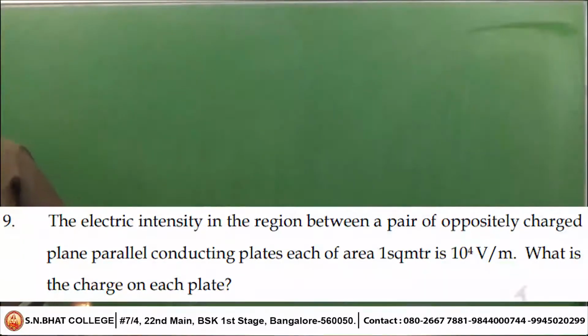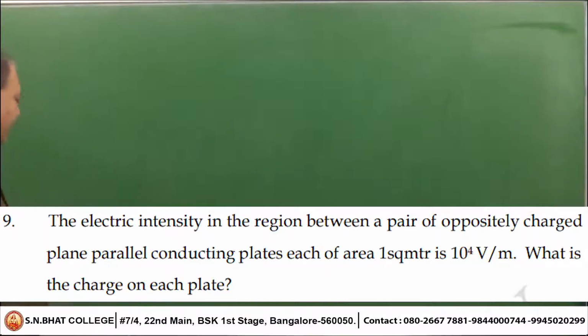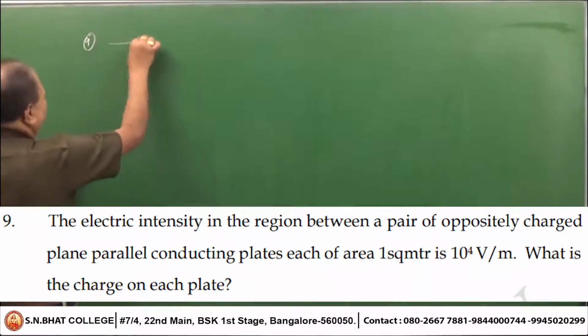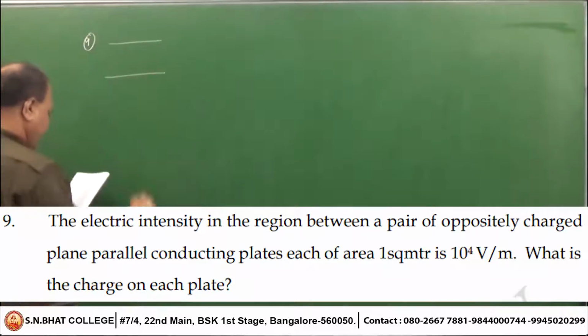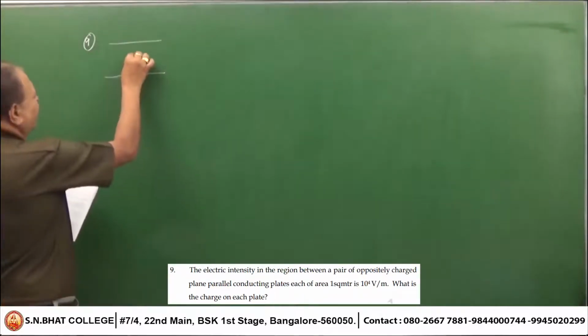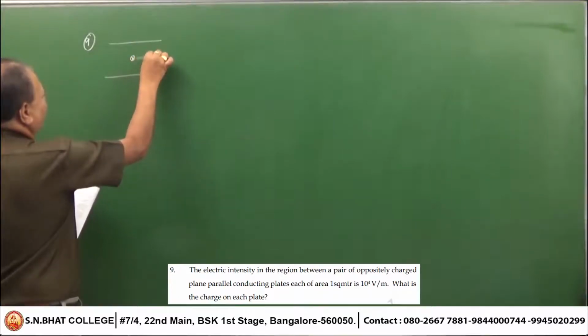Study the next question carefully. The electric intensity in the region between a pair of oppositely charged parallel conducting plates of area 1 square meter is 10 to the power of 4 volt per meter. So, in question number 9, there are two plates. The area is given. He has given the value of the electric field.